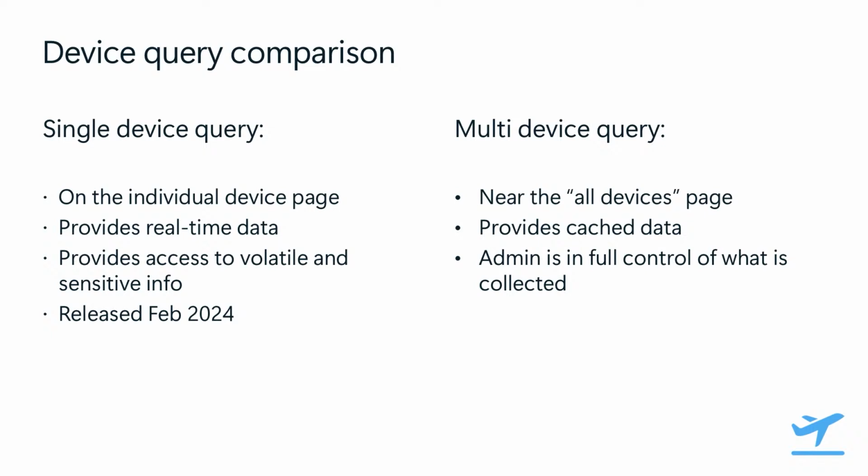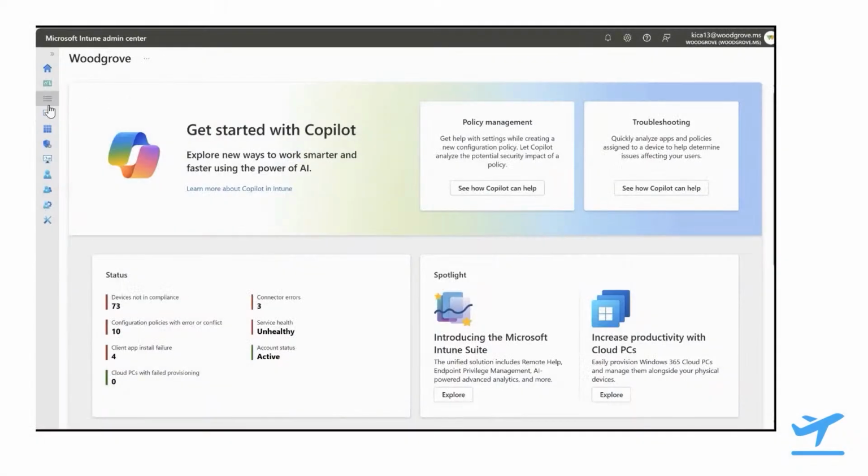In contrast, multi-device query is using cached data because it's using the device inventory data that's harvested from that policy. And because you've created the policy, you're in full control of what is or is not collected there. So now let's go to a demo of multi-device query.